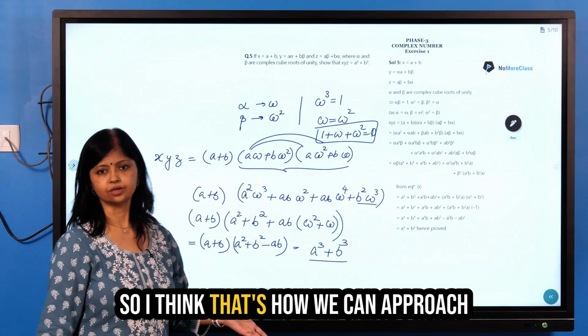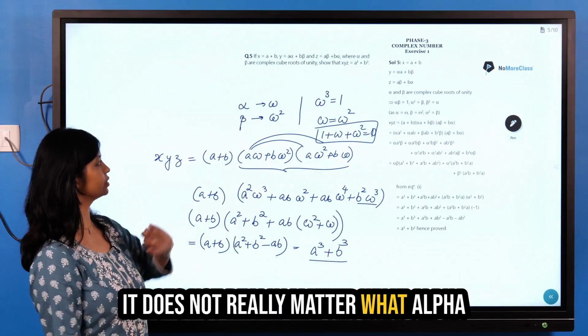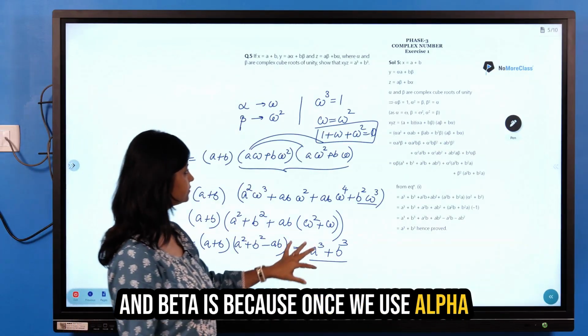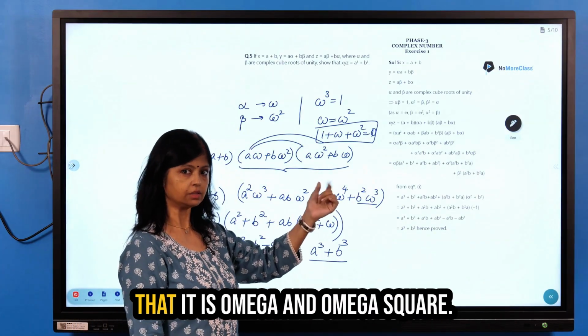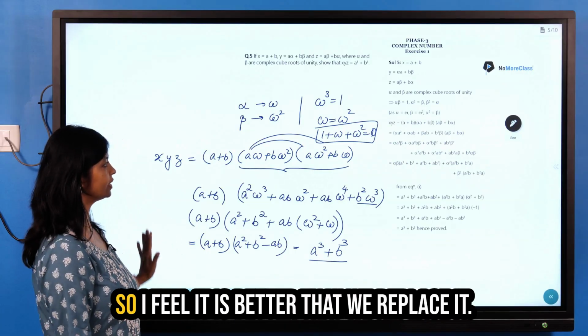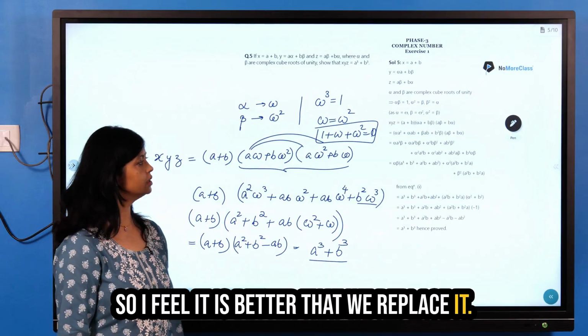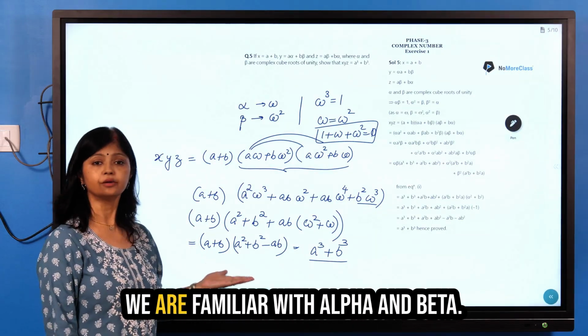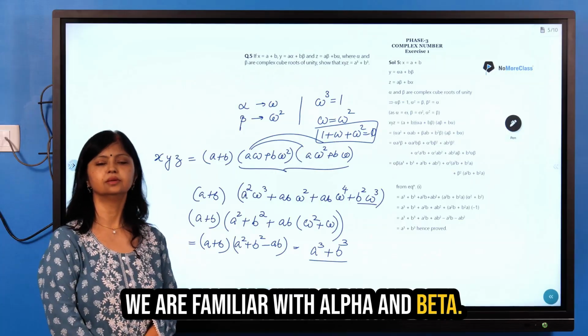So I think that's how we can approach. It does not really matter what alpha and beta is, because once we use alpha beta, we always have to remember that it is omega and omega square. So I feel it is better that we replace it, and then we can go ahead because we are familiar with omega. Thank you.